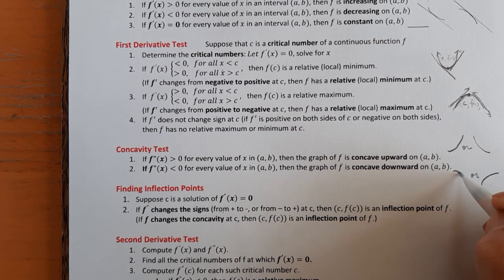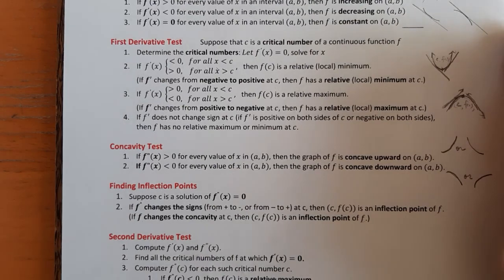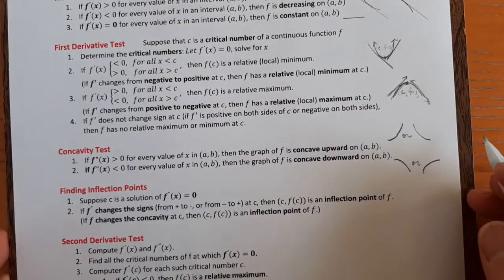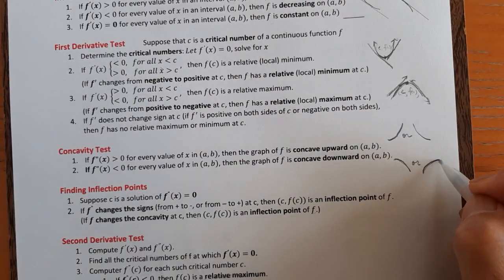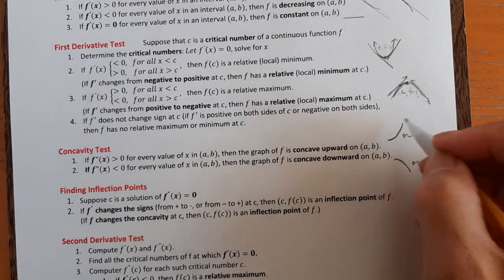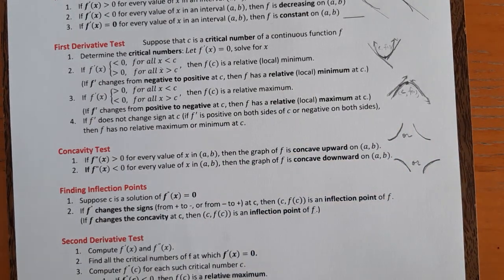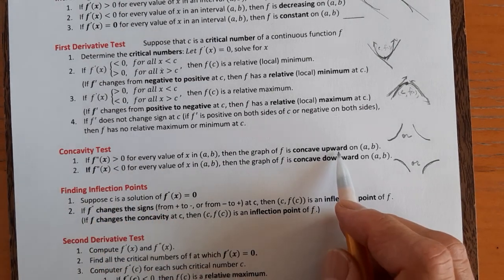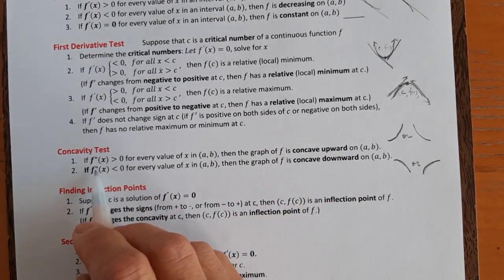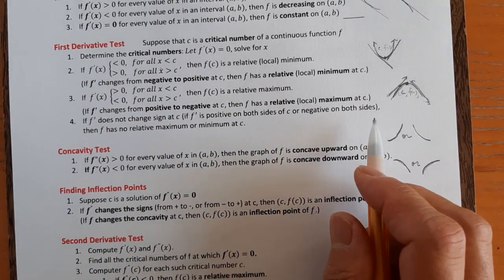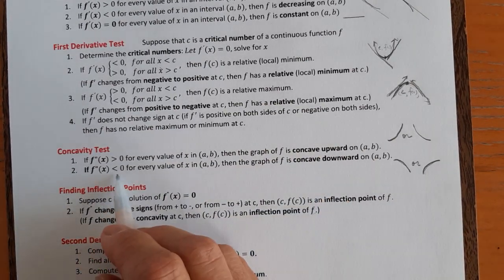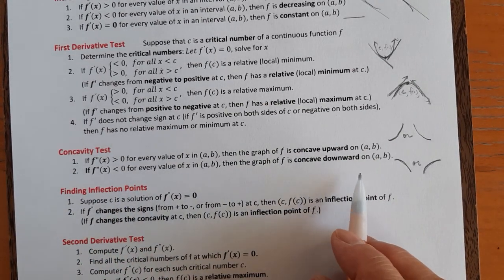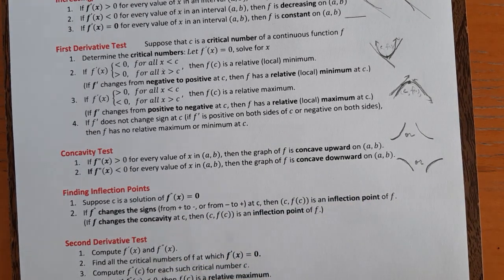The curve goes like this, in the direction of concave downward. This is concave downward. This is up, concave upward. So if the second derivative is positive, concave upward. If the second derivative is negative, then concave downward. That's concavity.